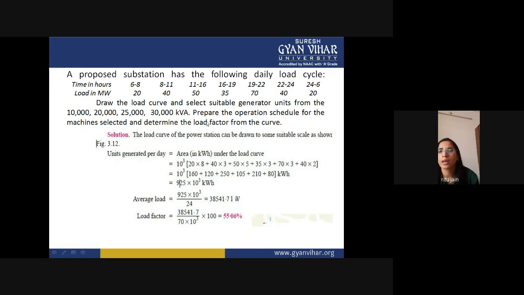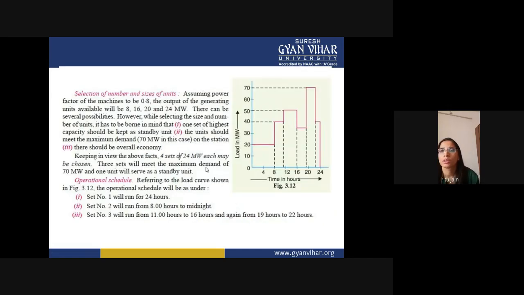Now it is saying that you have to select the suitable generator units. So we can assume how we can select the number and size of units. We are assuming that the power factor of the machine is 0.8. Now the power generated from the units available will be 8, 16, 20, and 24 megawatt. This is your 4 units.